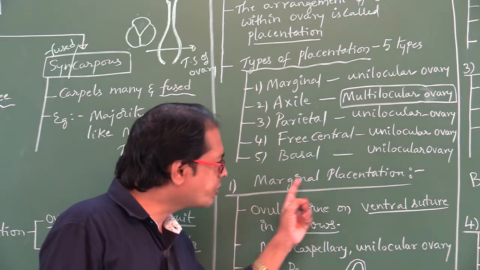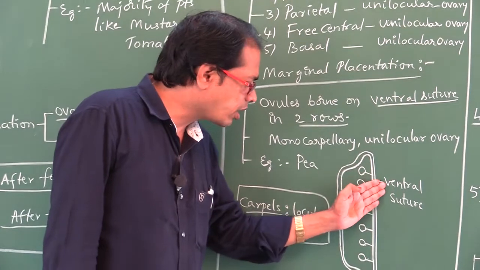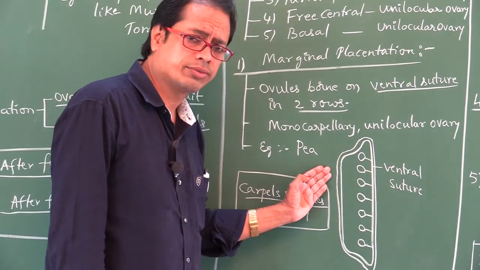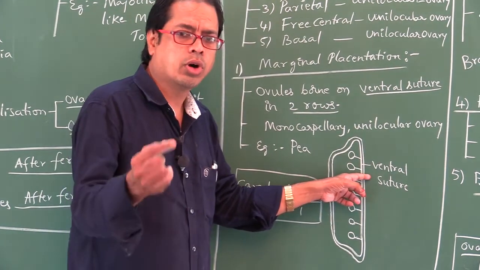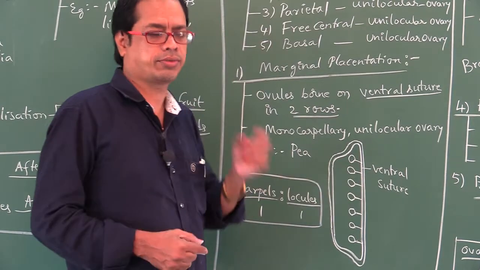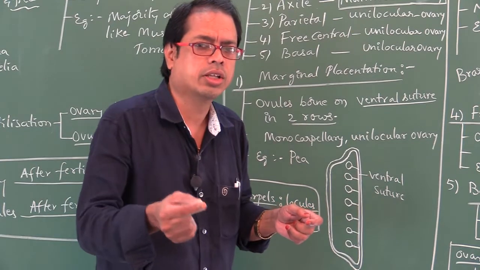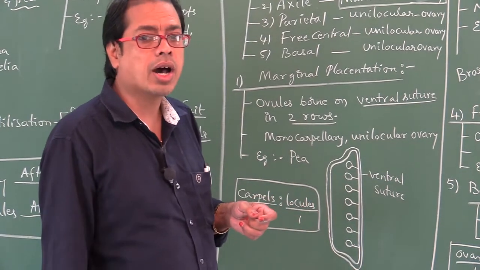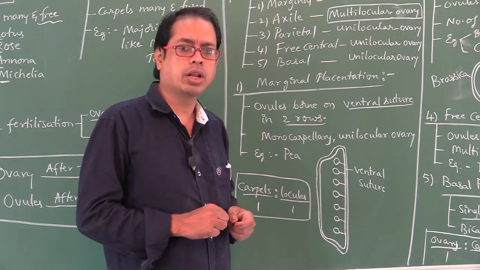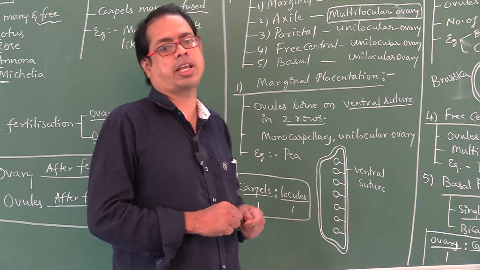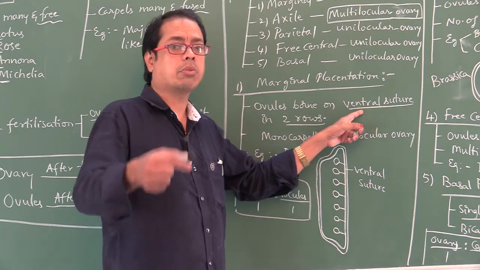First one, marginal placentation. This is the diagram of marginal placentation. This is the ventral suture, this is the dorsal suture. Here the ovules are attached at the ventral suture, that is, the margin of the ventral suture. As the ovules are borne on the margin, the ventral suture, this type of placentation is called marginal placentation. Example: Fabaceae family, Pisum sativum.